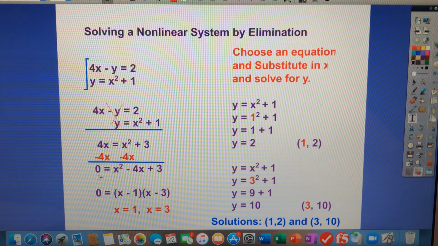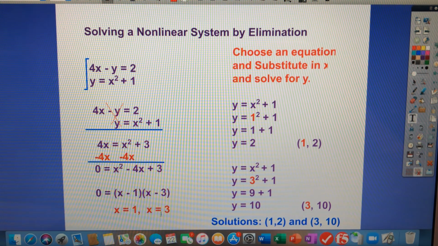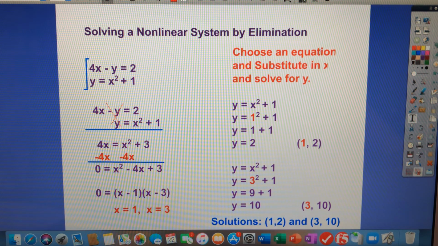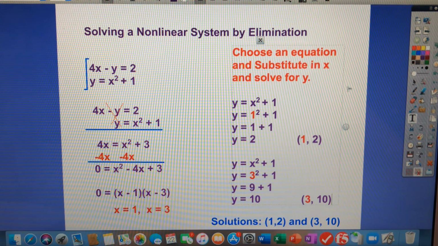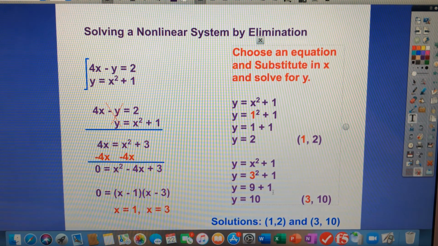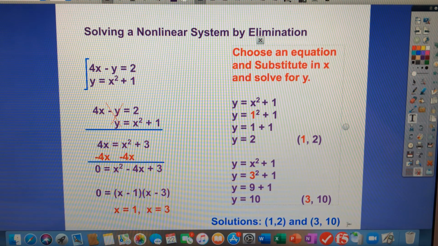Remove the 4x, I get my 0, and I move my 3 over. I do my factoring. I have two solutions. Now choose one of the equations and substitute x and solve for y. Do the same in the quadratic. There are my solutions, (1, 2) and (3, 10).